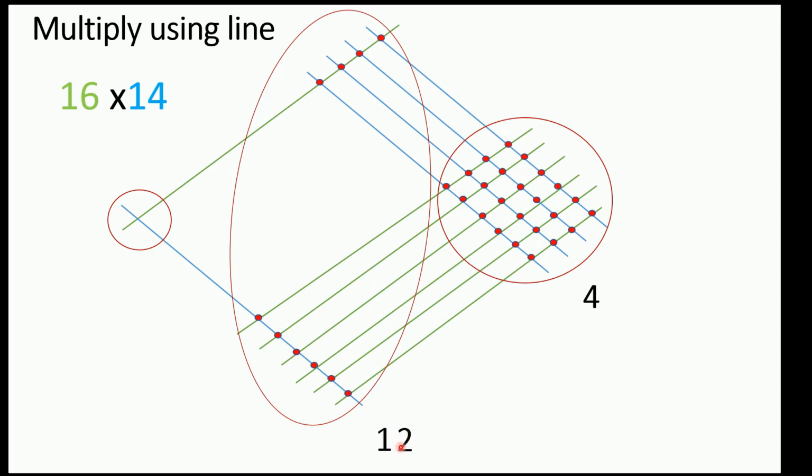In the 12 also, 1 is in the tens place. Therefore, 1 goes to the next group. And again here, count the dots. Here only 1 dot. So, 1 plus 1 is 2. Therefore, our answer is 224. If you multiply 16 into 14, we will get 224.